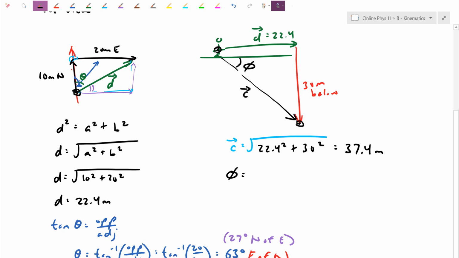This angle here, phi, is no longer the theta. It's not just the angle that it makes to the ground. This angle is below the flat plane. We're going to use our inverse tan again. Inverse tan is opposite over adjacent. In this case, my opposite is 30 divided by 22.4. And that gives you inverse tan 30 over 22.4, and we get 53 degrees.